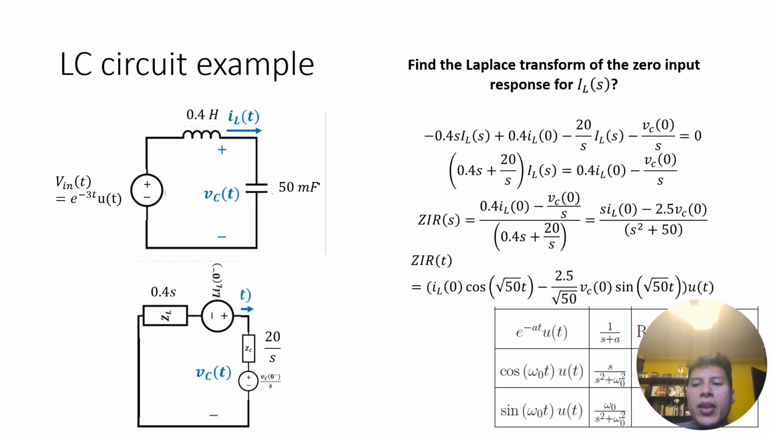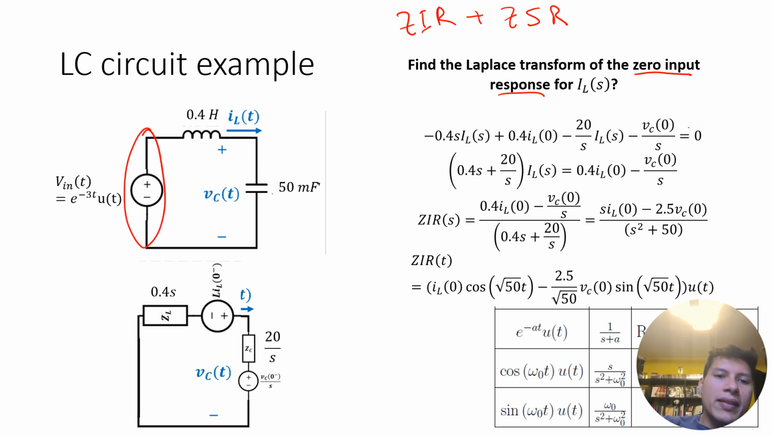In general, you can always assume that the solution to a circuit will always be the sum of the zero input response plus the zero state response. So you can always break up your problems into two problems. So here, for example, we're being asked for the zero input response. So what we do is we replace the source by a short. And now we use our initial conditions to drive our circuit.